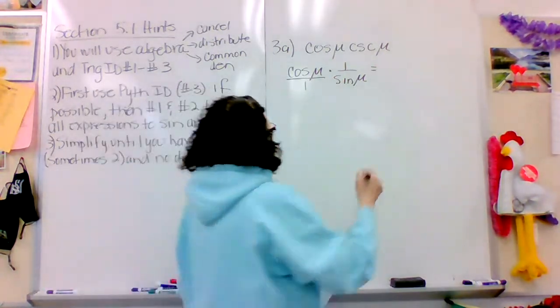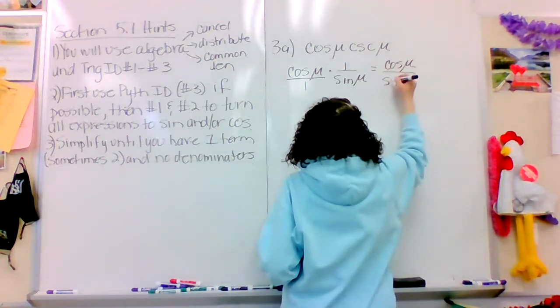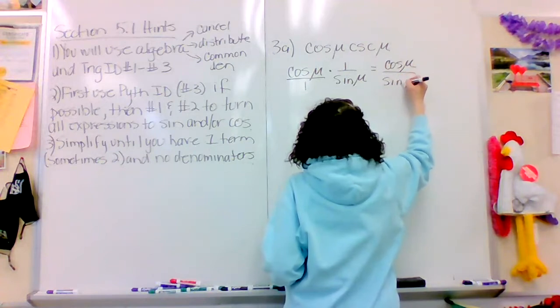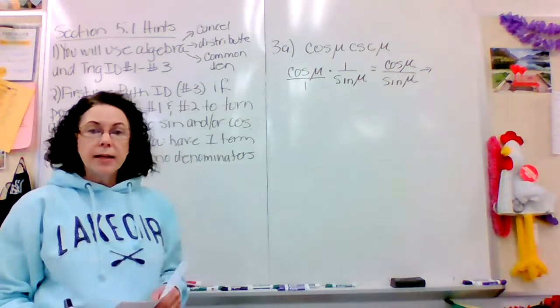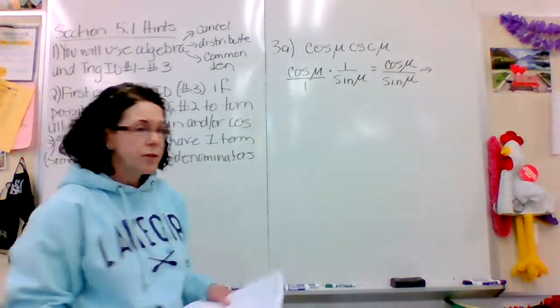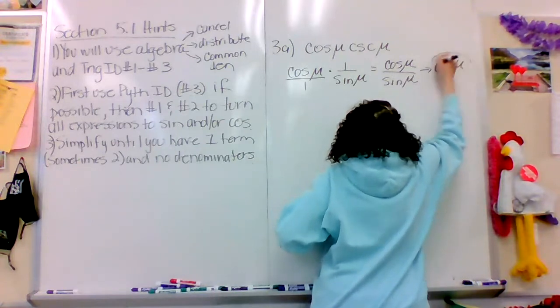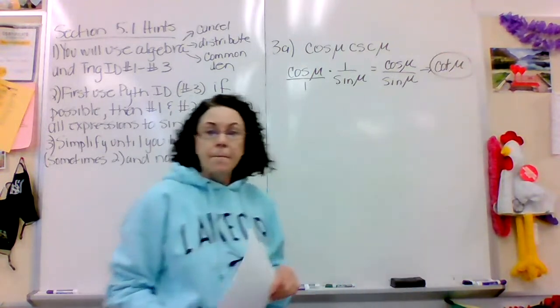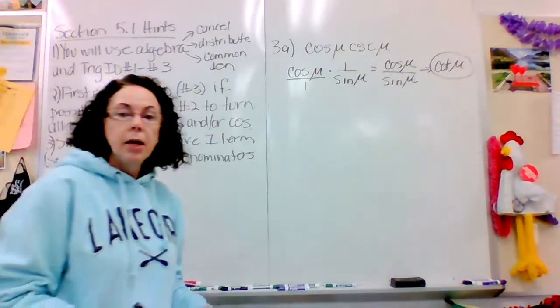Now I can use algebra, right? I know how to multiply these two fractions. That would be cosine of mu over sine of mu, right? And now I can use a quotient identity because I know what cosine over sine is. It is cotangent of mu. And I am done. I have one term and no denominators. B.